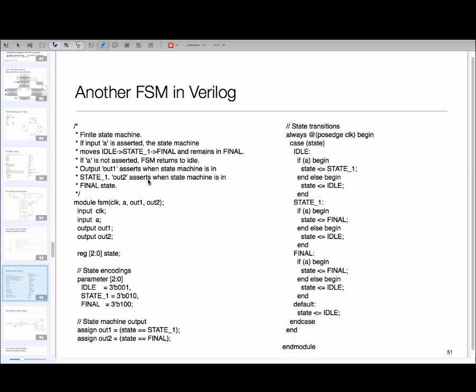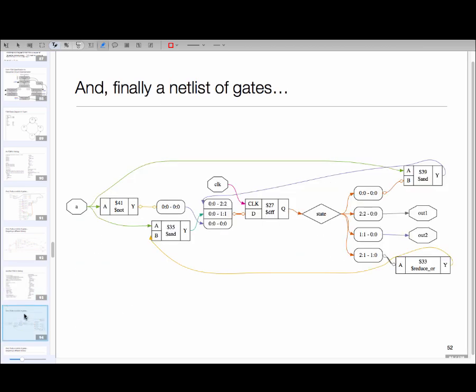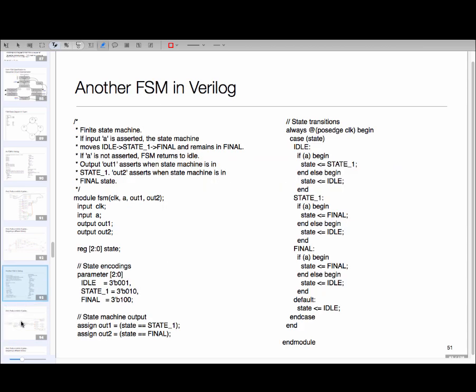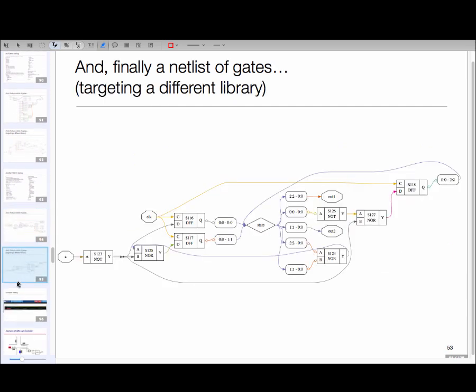This is another example. This is another state machine. Again, similar in nature. You see how it talks about case the current state and then does stuff in it and sets the next state to current state. There are many ways you can write this Verilog, which are kind of equivalent. Again, you can get a netlist out of it. All of this is done automatically for you.